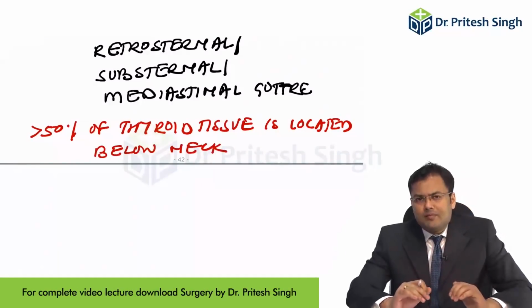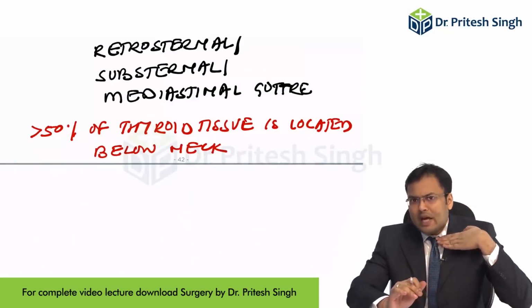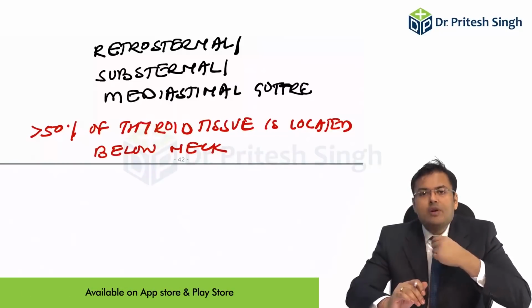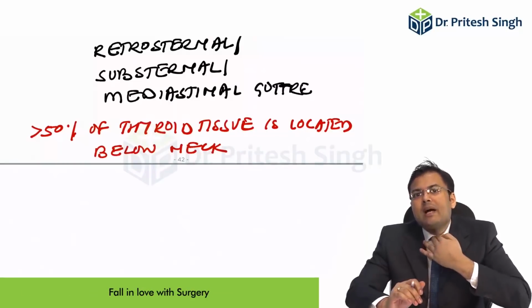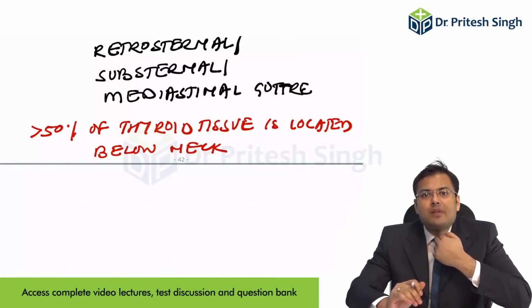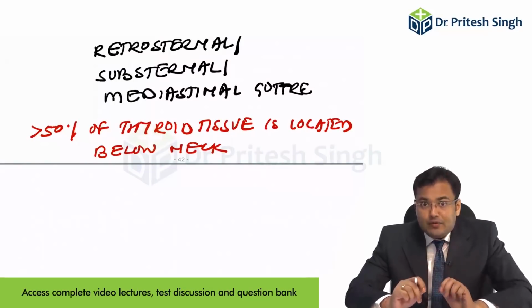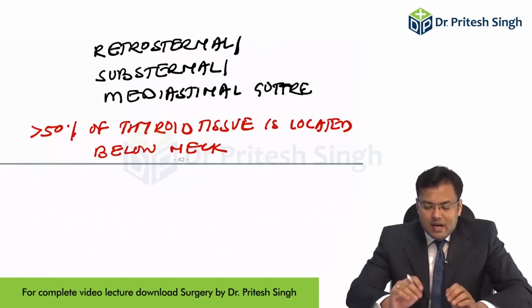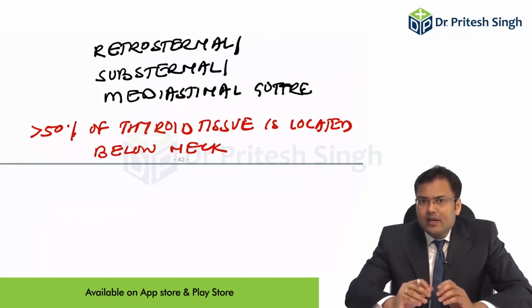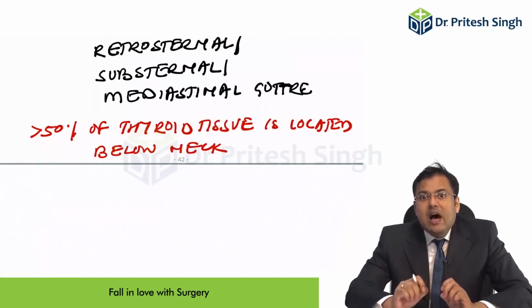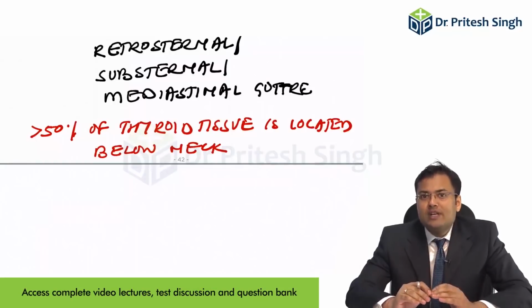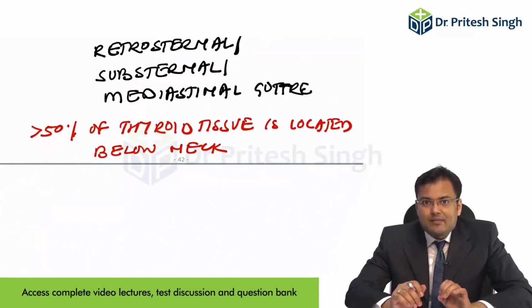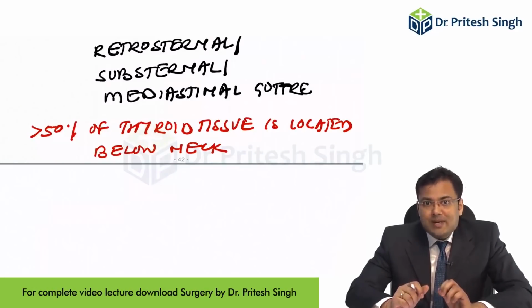Right? Now have a look. When more than 50% of the thyroid gland is located below the neck, what is the problem? Just behind the thyroid gland there is the trachea. Behind the trachea there is the esophagus. And in between, in the tracheo-esophageal groove, there is the recurrent laryngeal nerve. What is the good thing about this retrosternal goiter? That most of the patients are asymptomatic and it is usually detected on X-ray. But when the size is big, sometimes patients are symptomatic.